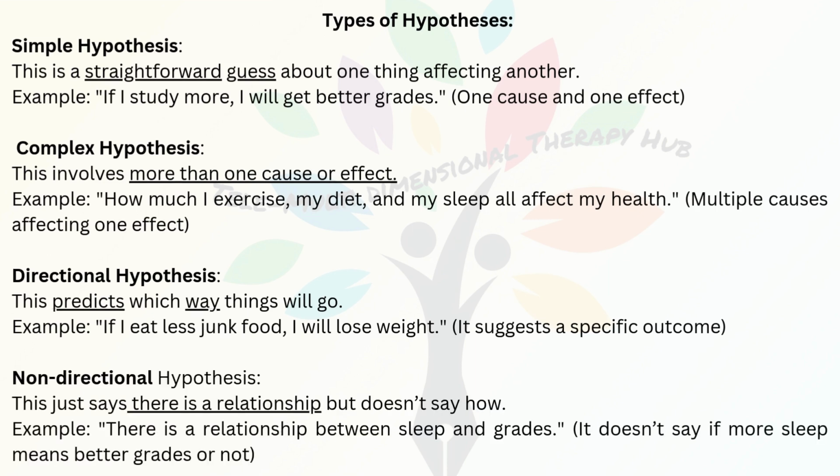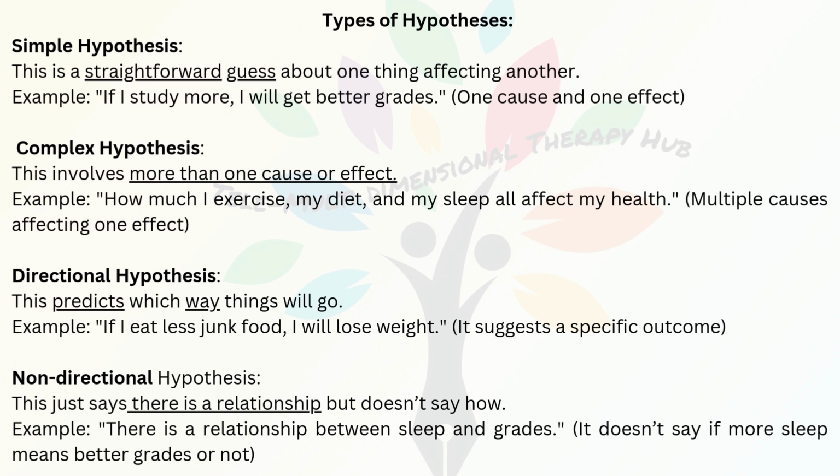Next is non-directional hypothesis. This just says there is a relationship between two variables, but doesn't say how. For example, there is a relationship between sleep and grades. It doesn't say if more sleep means better grades or not.